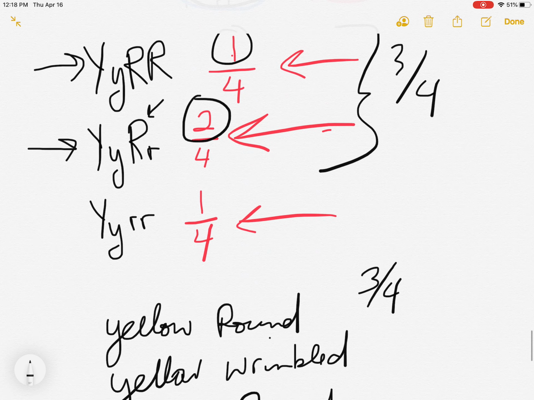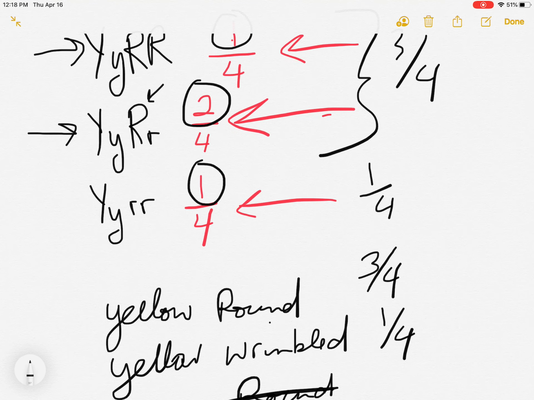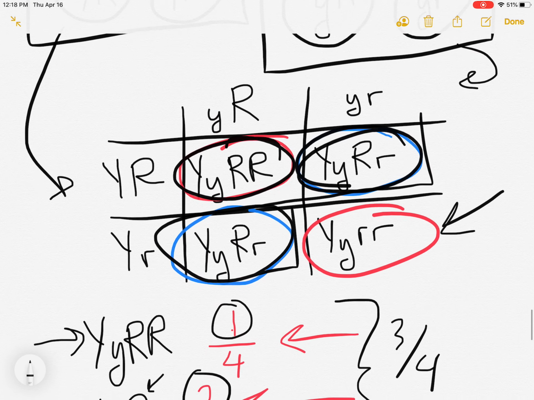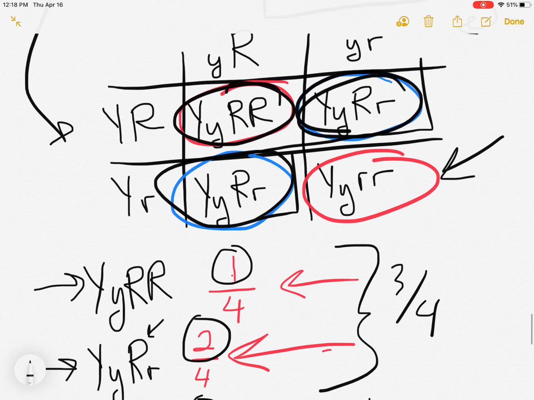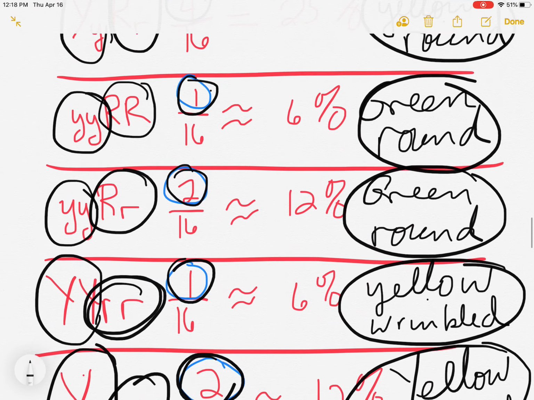There's only one combination where I could get wrinkled with the double small allele, the double recessive wrinkled allele. And of course, that's 1 out of 4. So the chances of yellow and wrinkled are 1 out of 4. And there you go. There's the phenotypic ratios. And that's how you basically do it.